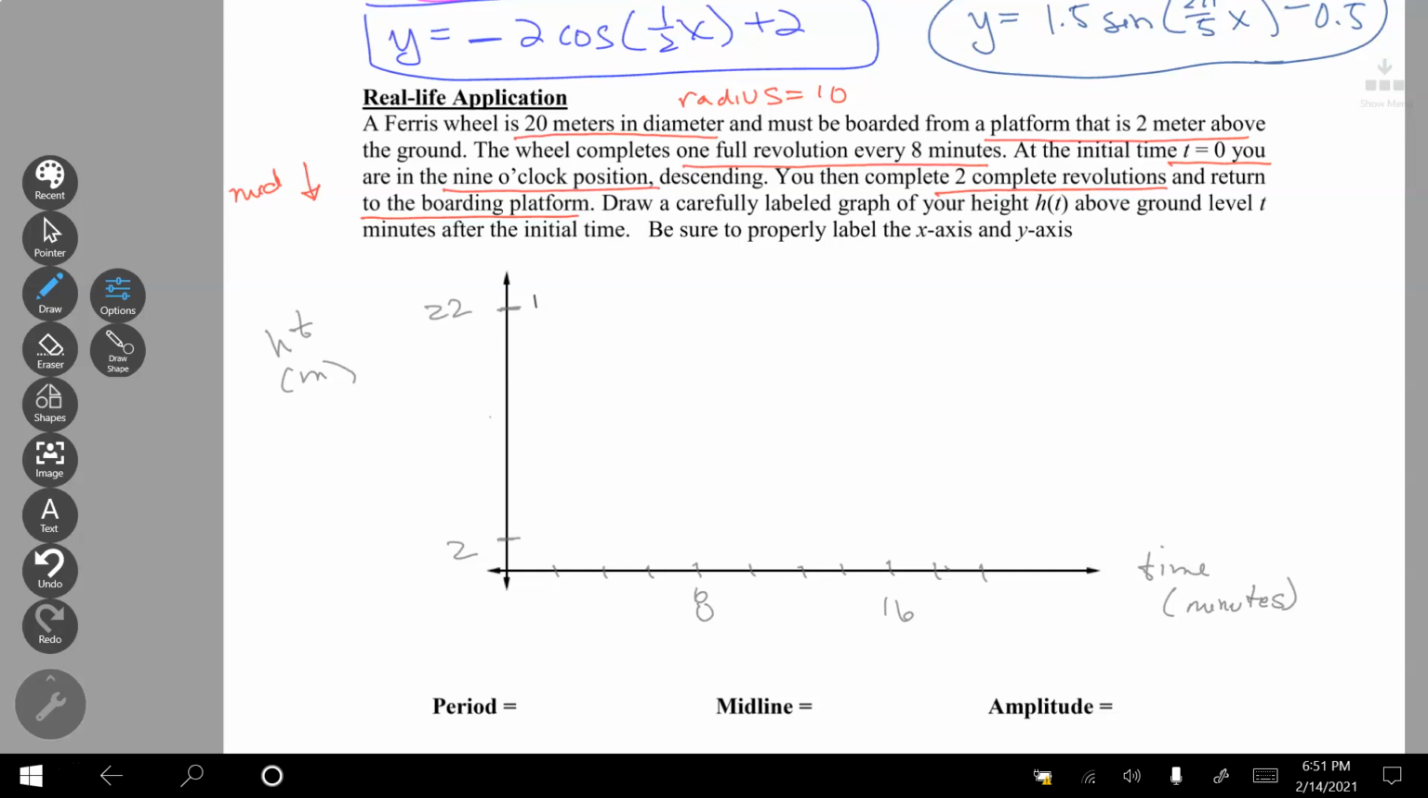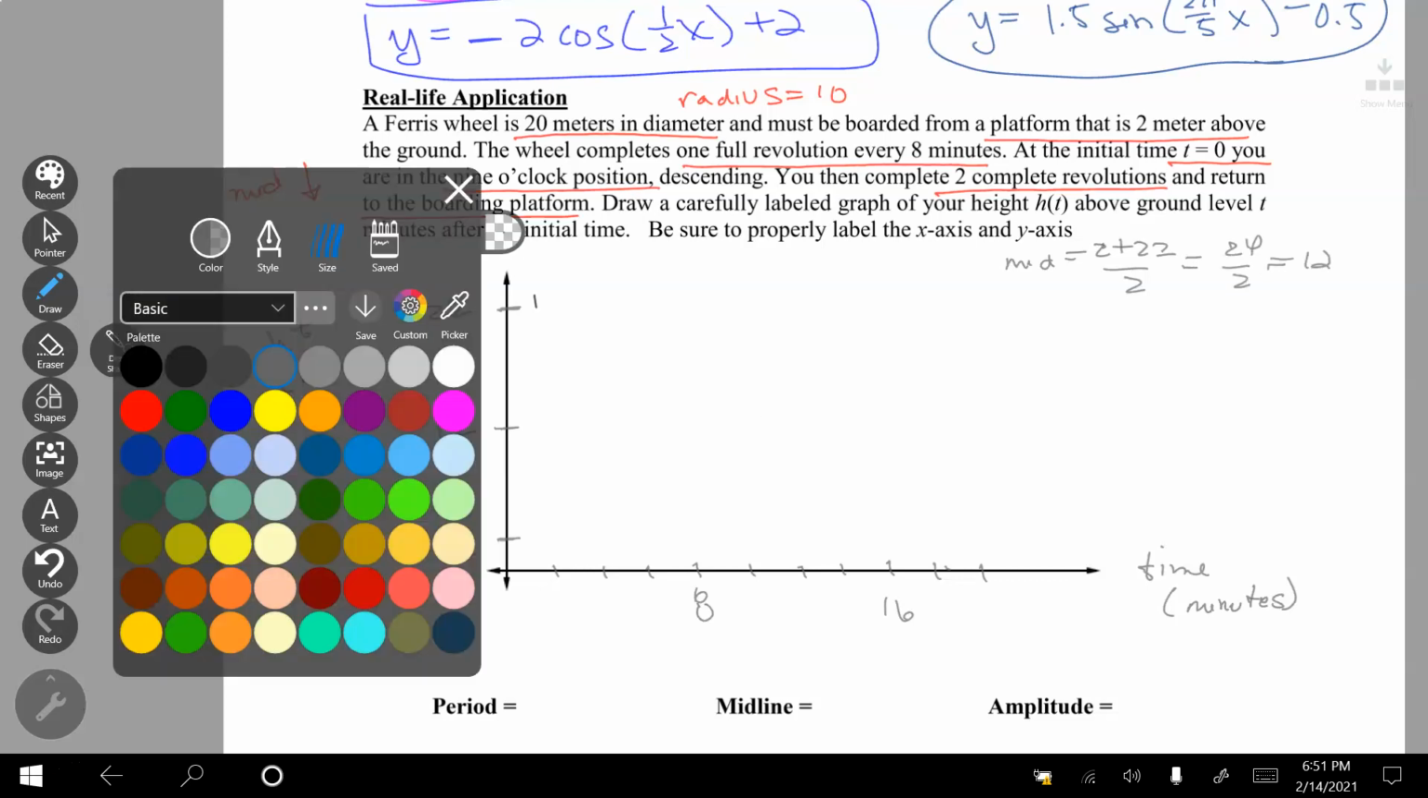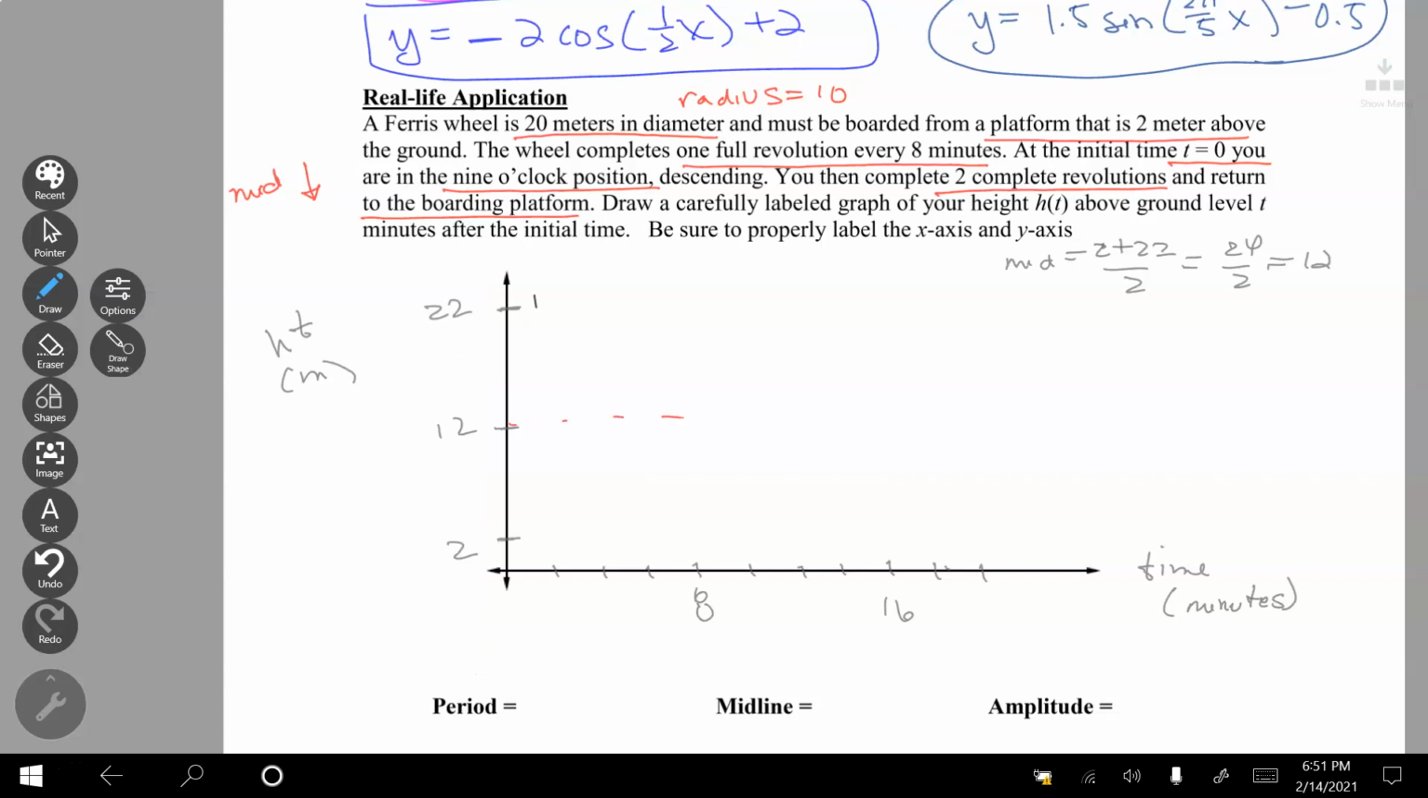In the middle of these two numbers, let's see, my midline will be 2 plus 22, which is 24 over 2, which is 12. So the midline is at 12. I'll draw that across the page.